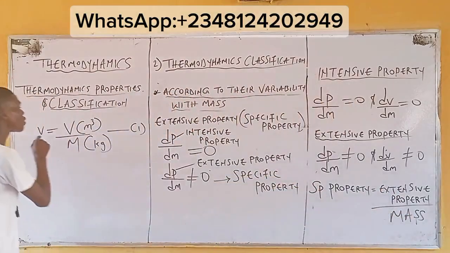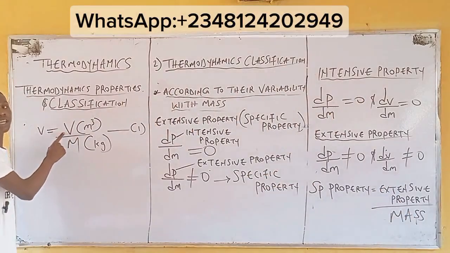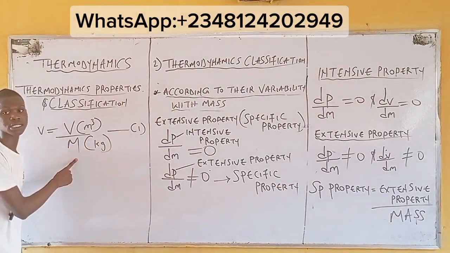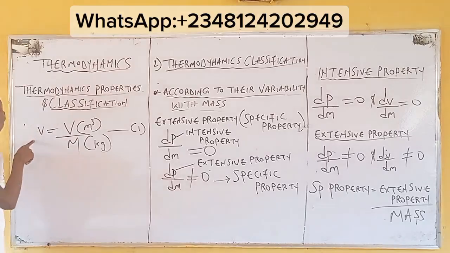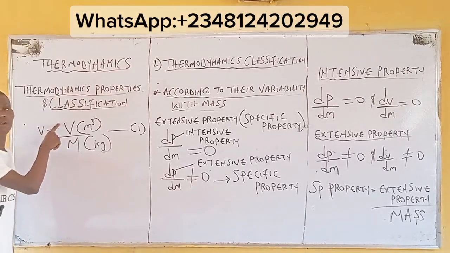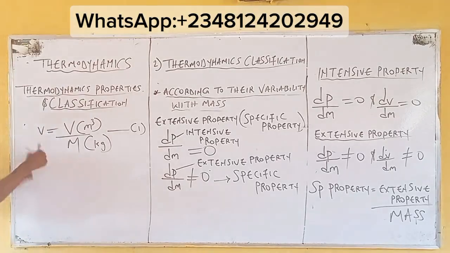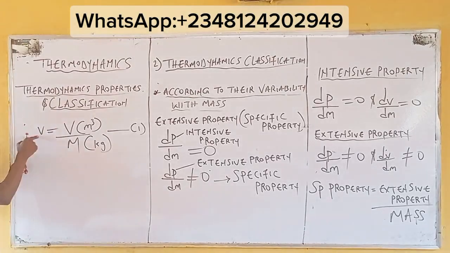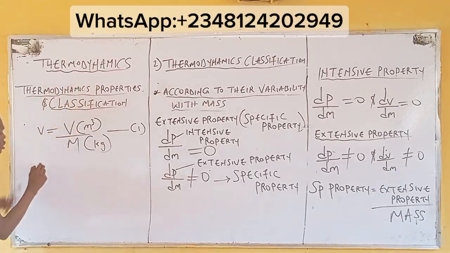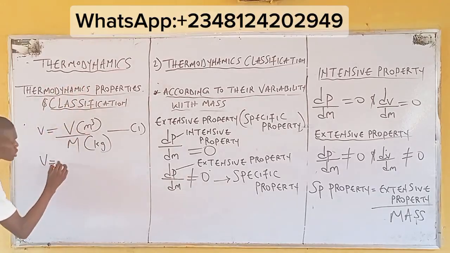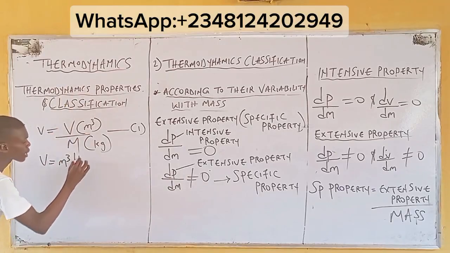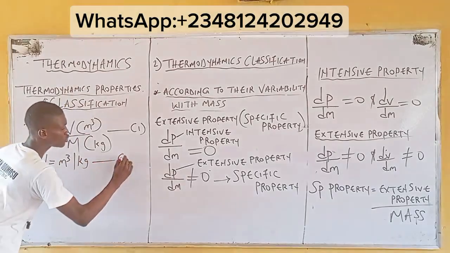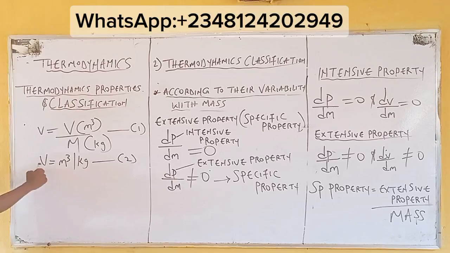Meaning the small letter v, the specific volume, is equal to the big letter V, the volume, divided by what? Mass. Now let's solve for specific volume and for extensive volume. Solving for specific volume in terms of unit, v is equal to what? m cube per kg. So this is what? Specific volume.